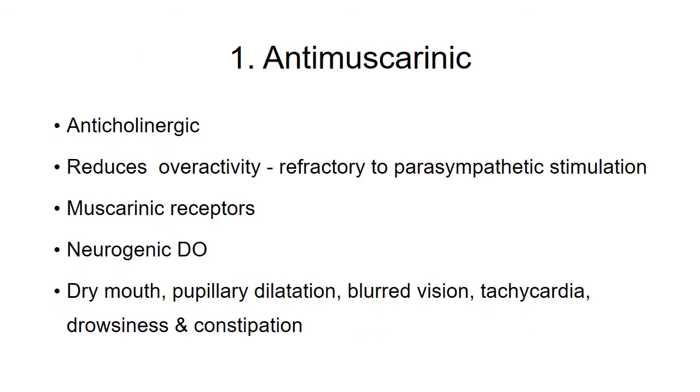First, we can look into antimuscarinic agents. Previously, these drugs were called anticholinergic drugs. This actually reduces the normal bladder contraction as well as the involuntary bladder contractions. This action is by selectively blocking the muscarinic receptors. So it is used for treating neurogenic detrusor overactivity.